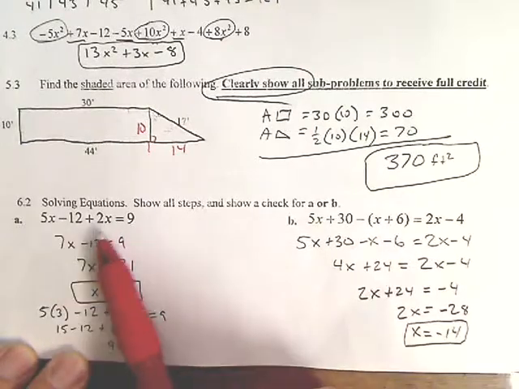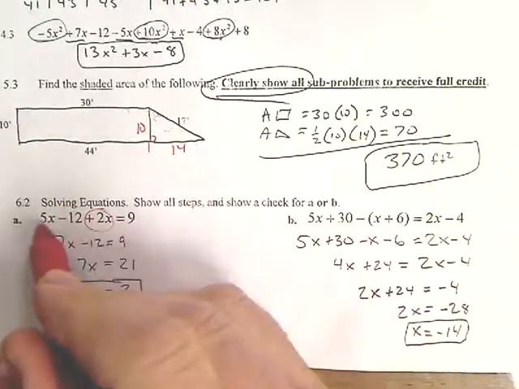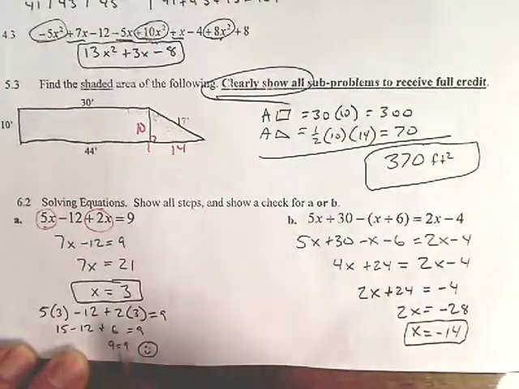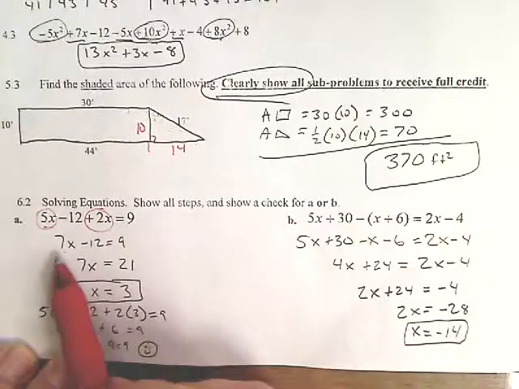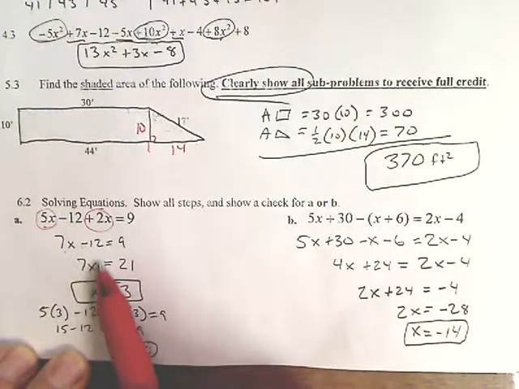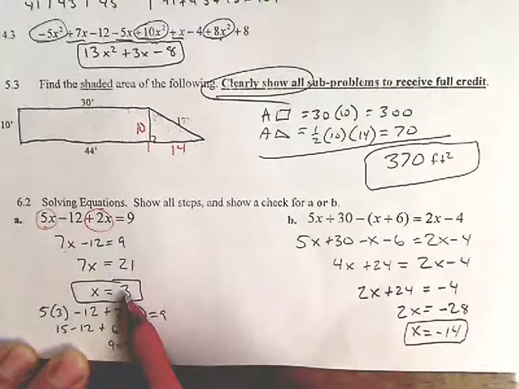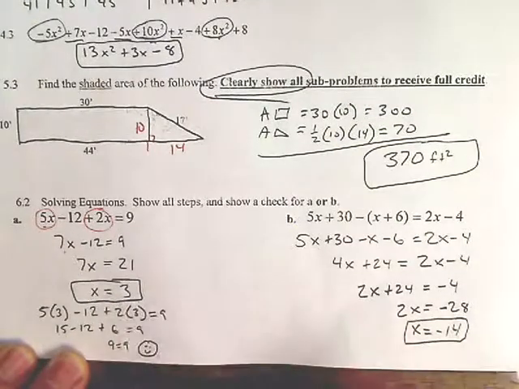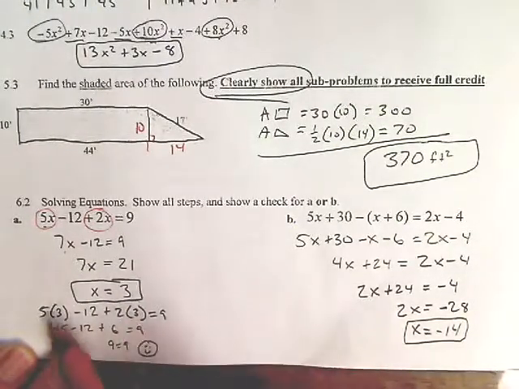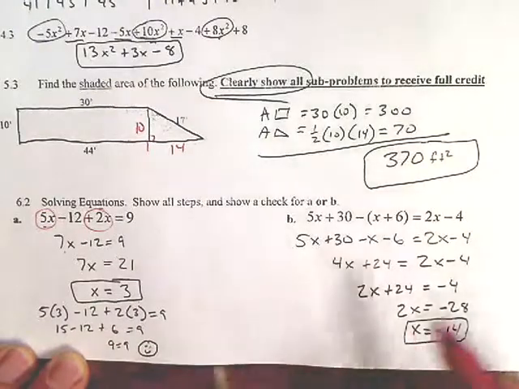Combine like terms. The biggest mistake I saw here was you went 5x minus 2x. It's not. It's 2x and 5x combined together is 7x, excuse me. And then I added 12 to both sides. Divided. And here's my little check. I just plugged in my answer and made sure it worked.